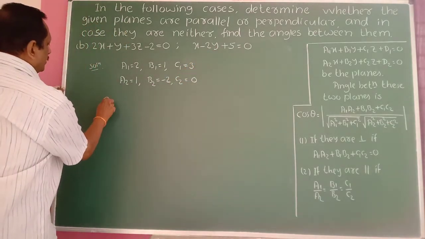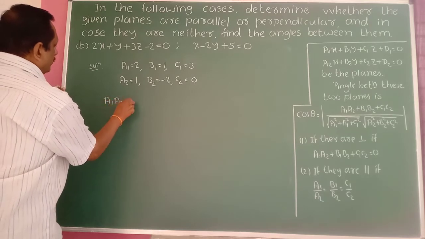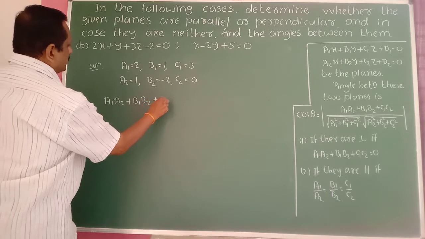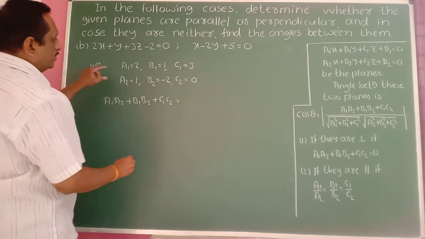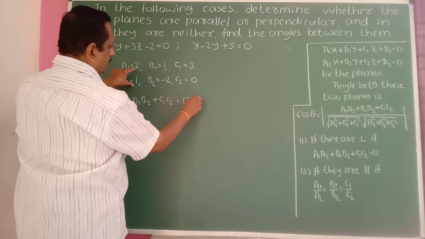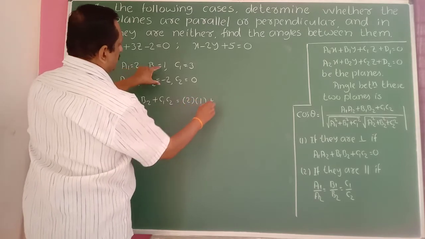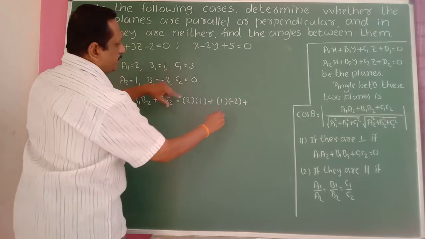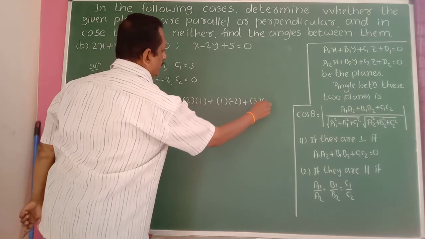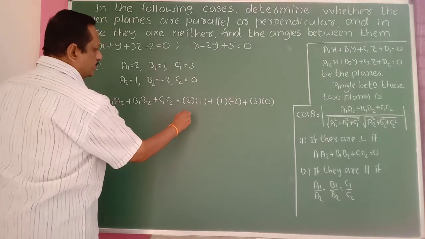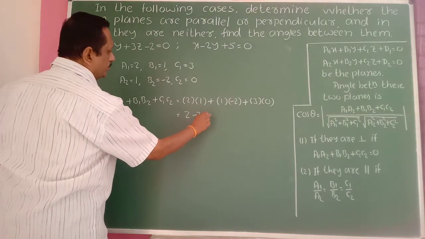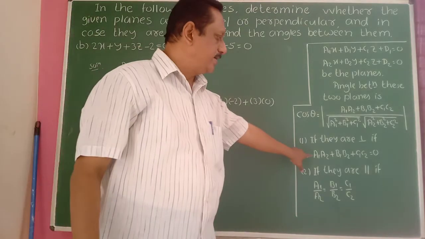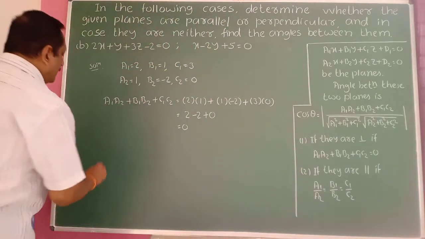Therefore A1 A2 plus B1 B2 plus C1 C2 is equal to 2 into 1 plus 1 into minus 2 plus 3 into 0 here. Therefore this is equal to 2 minus 2 plus 0, it gives 0. Hence this condition is satisfied here.